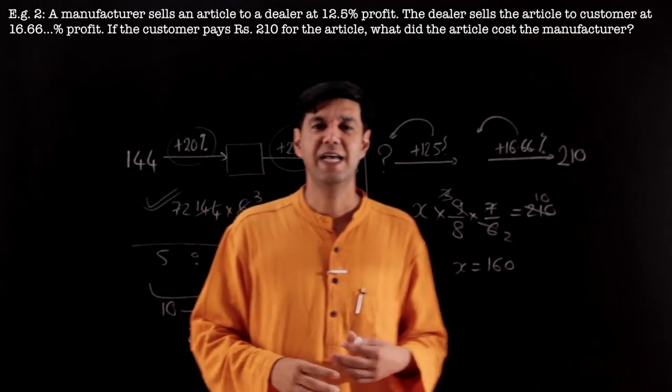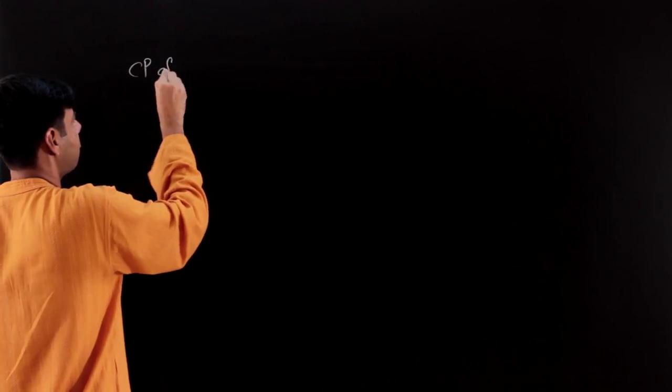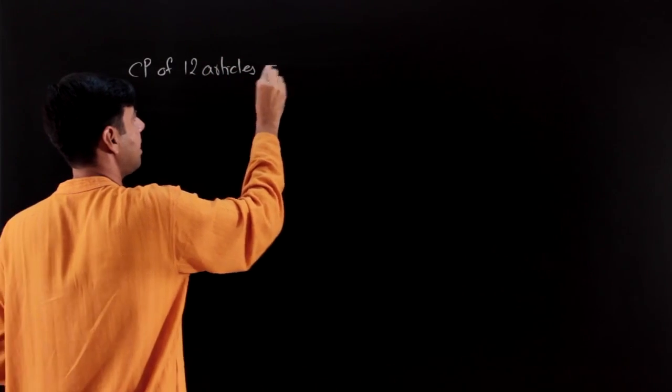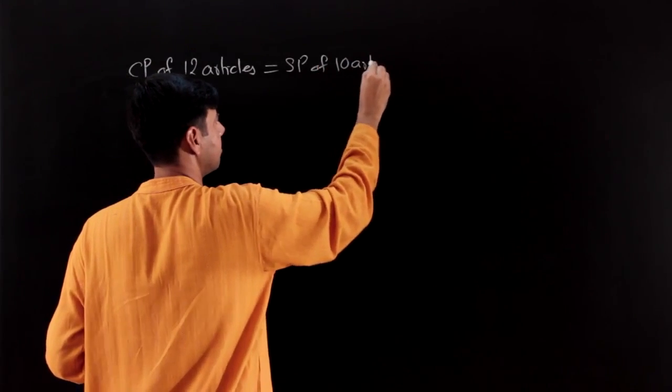On to the next standard question. Another standard question is: the cost price of 12 articles is equal to the selling price of 10 articles.